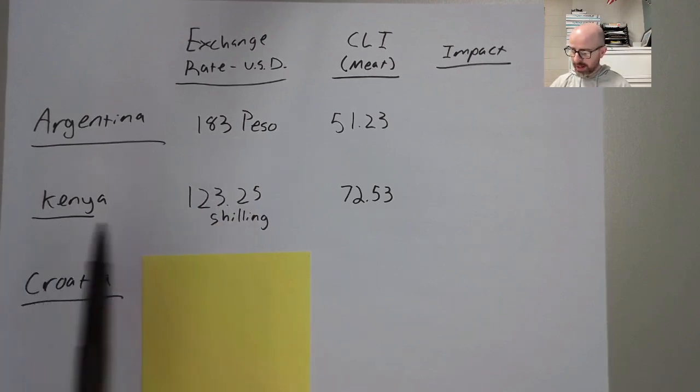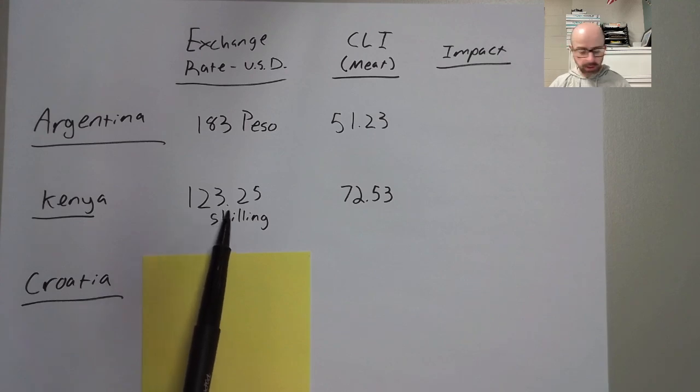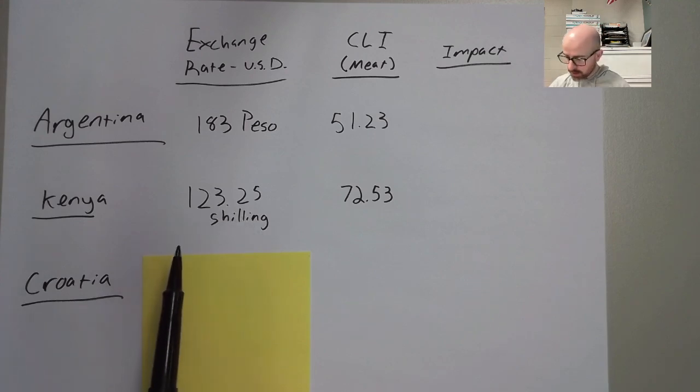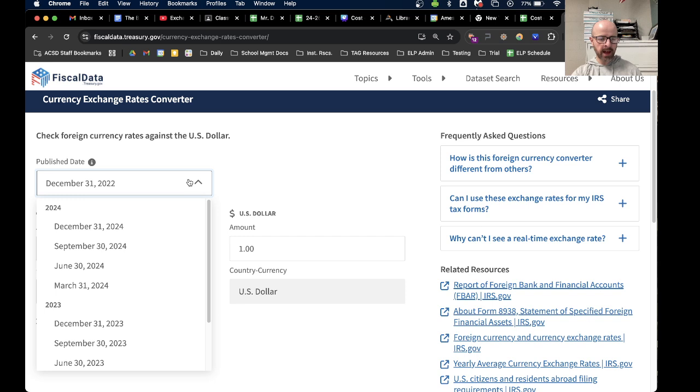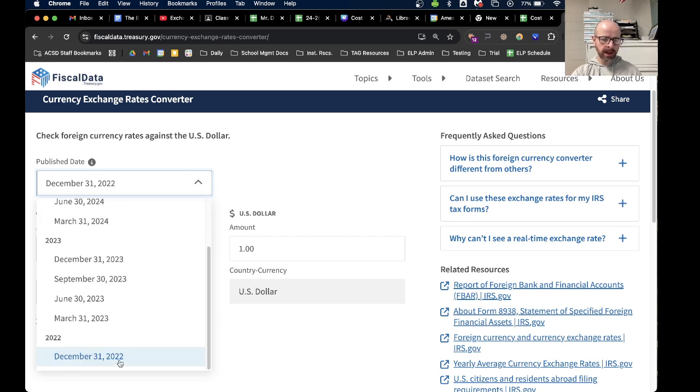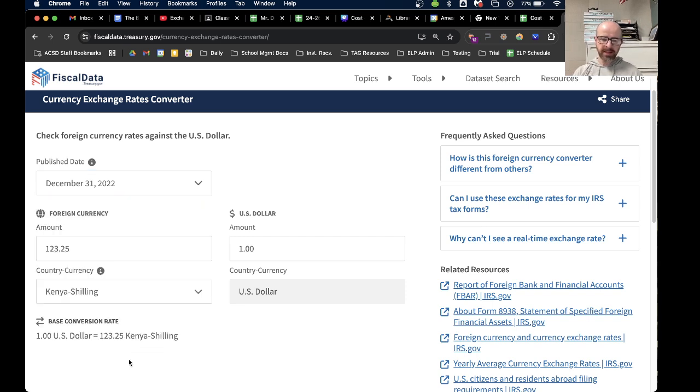$1 in Kenya will buy me 123.25 shillings. Now, let's do Croatia. This website is the US government's currency exchange calculator. So you can see I just looked at Kenya. The other thing I did is I changed my published date all the way back to 2022 because that's the date that most closely matches our World Bank's cost of living data.